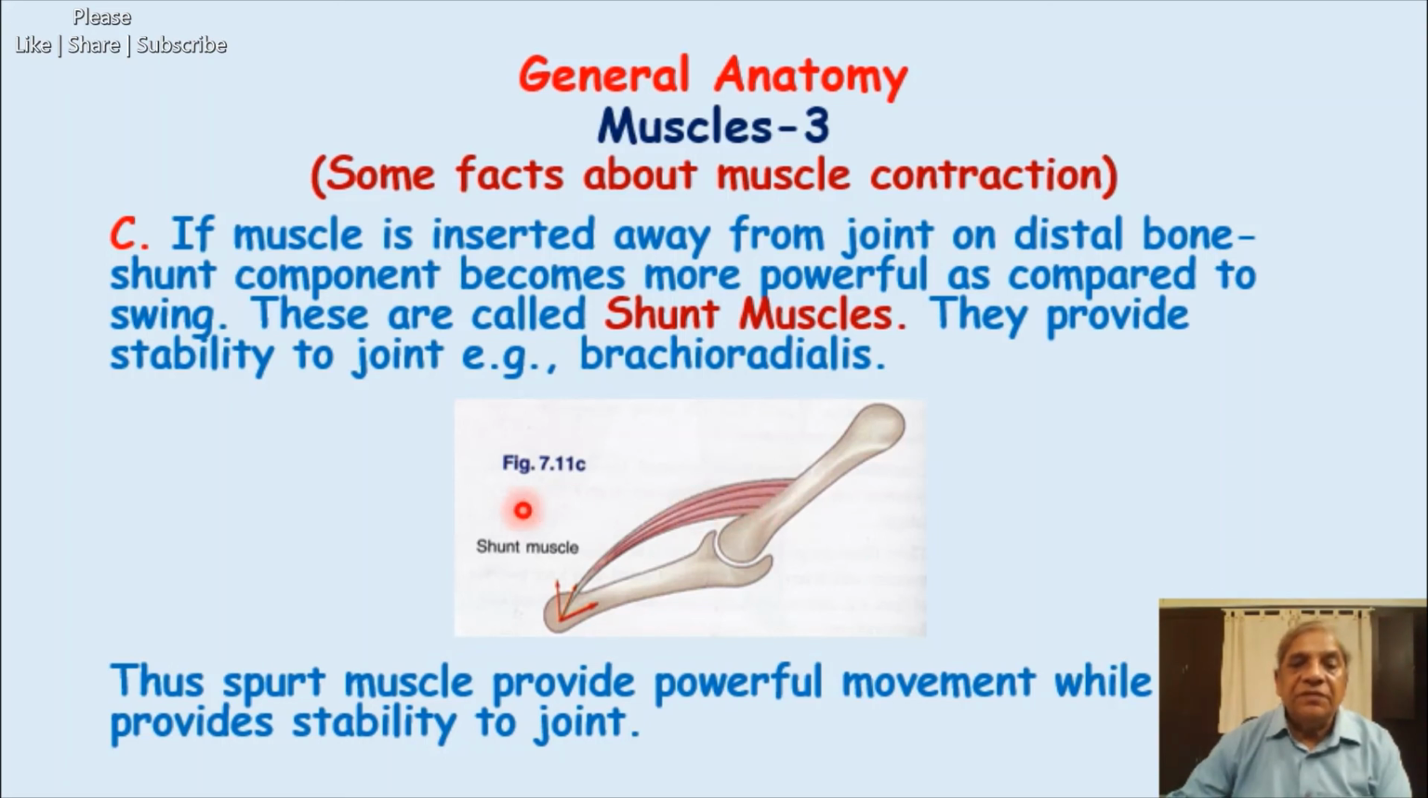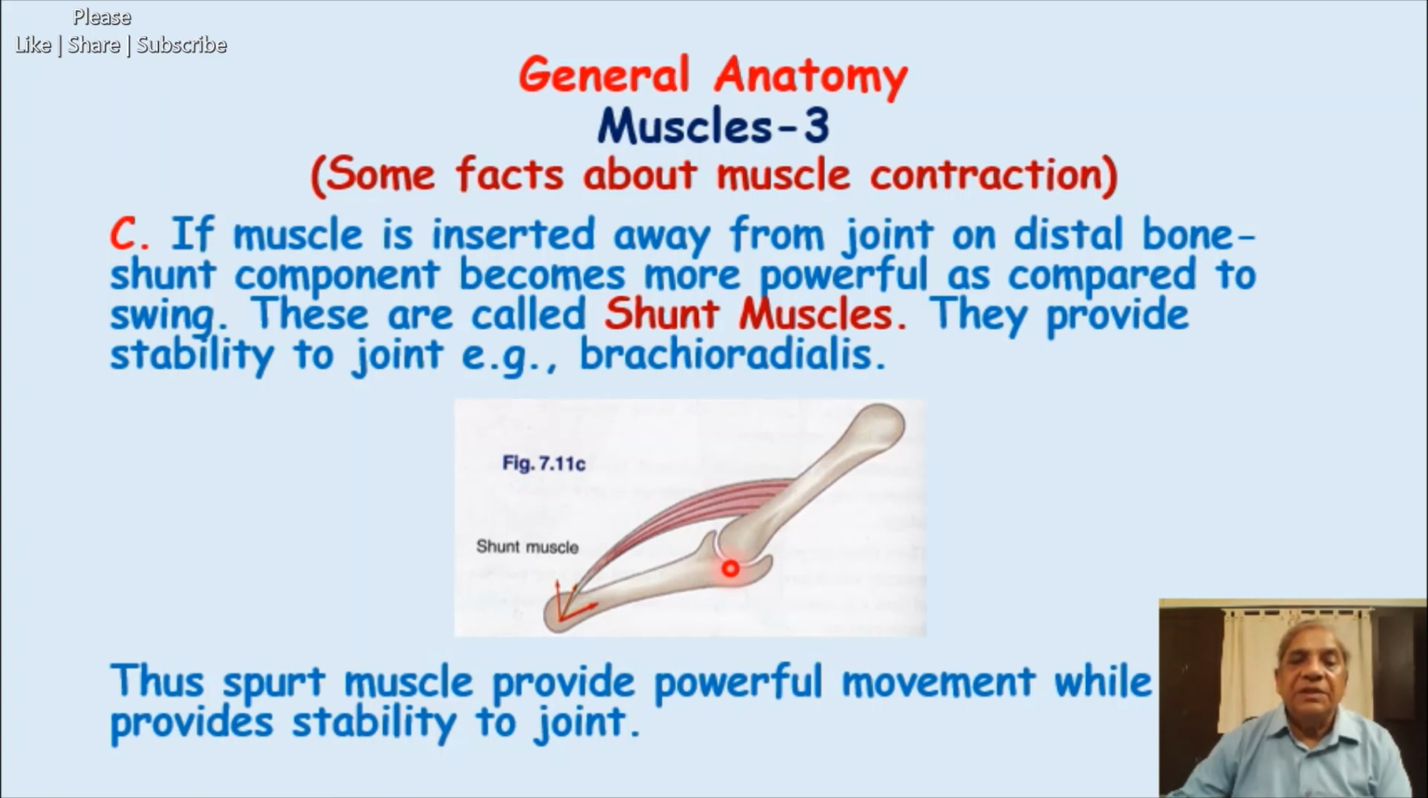And what is the function of the shunt muscle? Since the shunt component is very powerful and directed towards the joint between the two bones, this joint becomes very stable because of the pull of this muscle from its distal end, okay. So they provide great stability or strength to the joint.